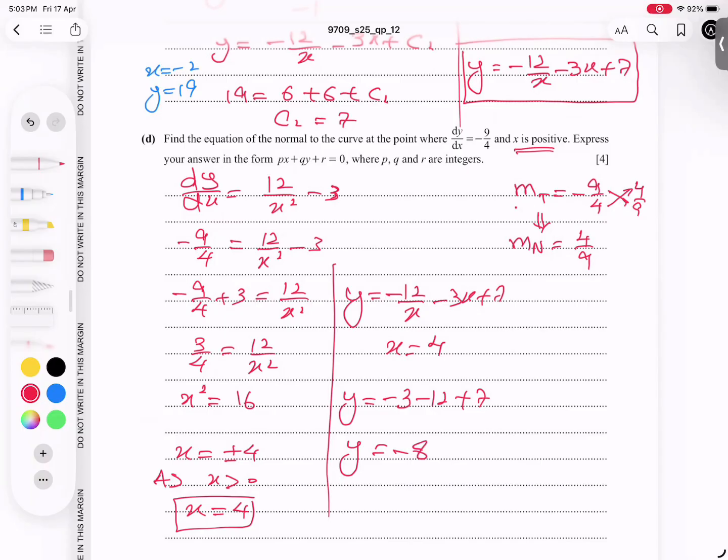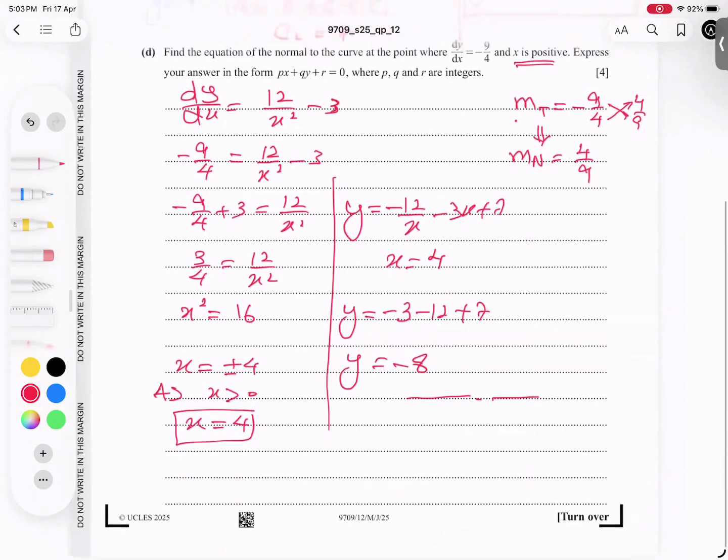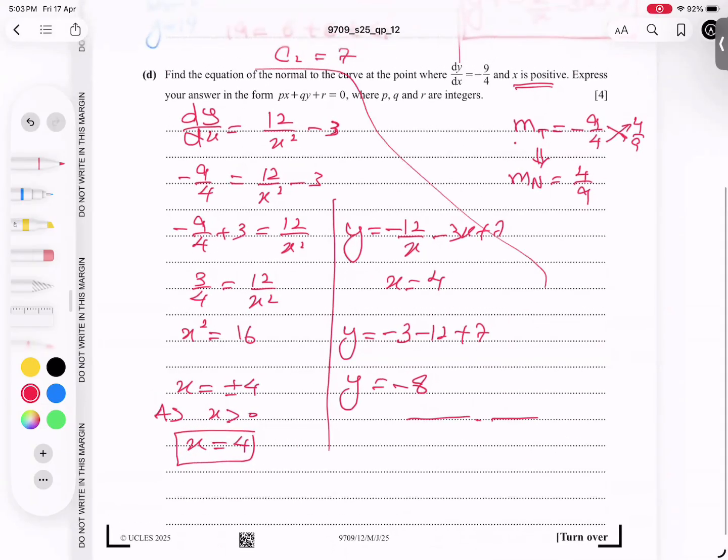Negative 8. Okay. Is the question over? Not at all. We are looking for the equation of the normal, sorry, not the tangent. He's asking for the equation of the normal. And for the equation of the normal, I must use this gradient. So I'm using the formula y minus y1 equals m times x minus x1.